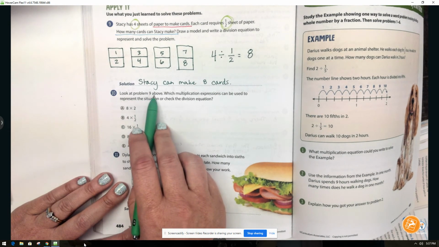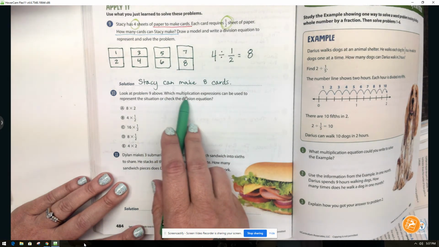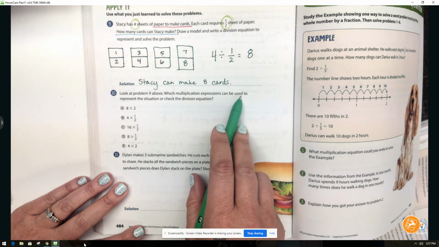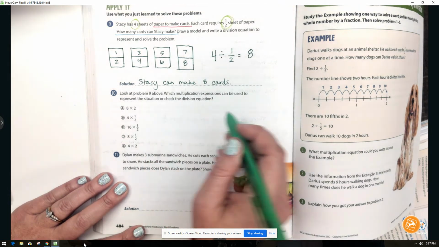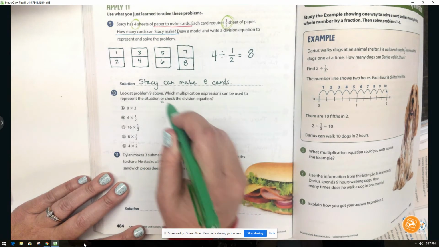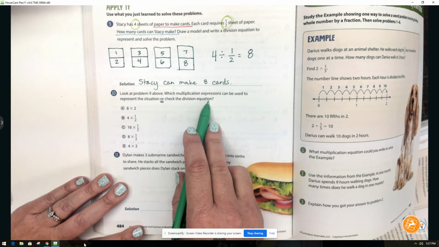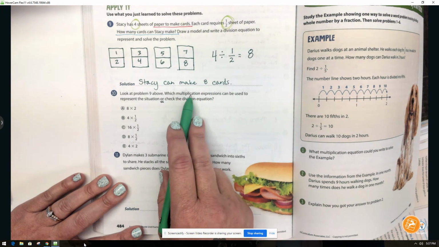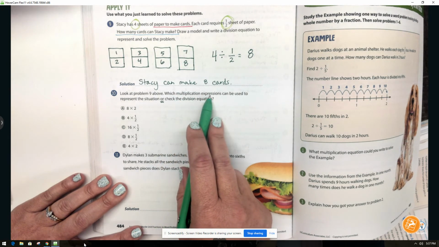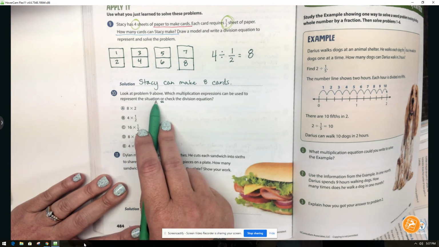Now, if we're looking at problem 9 above, which multiplication expressions can be used to represent the situation? Or is a big question here, or check the division equation. So first we're going to look for a multiplication equation that represents this situation.